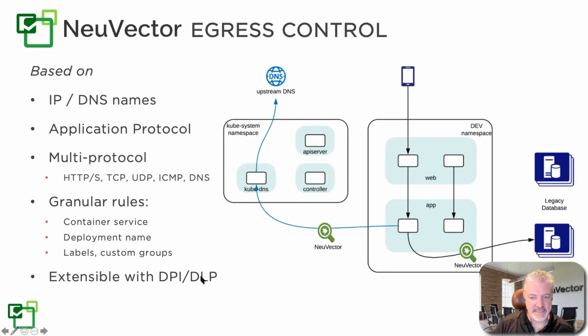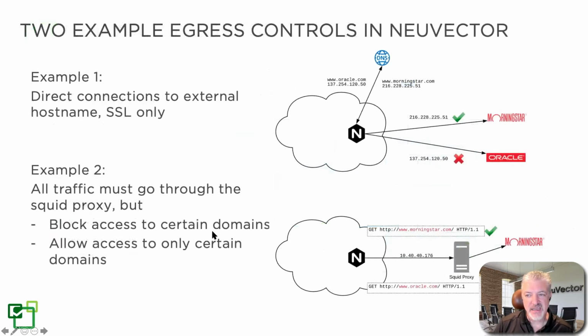And the DPI, DLP, extend that egress control to do deep packet inspection of all that egress traffic, do data loss prevention to be able to see that. So here's a couple of pretty simple examples of egress controls in NeuVector.